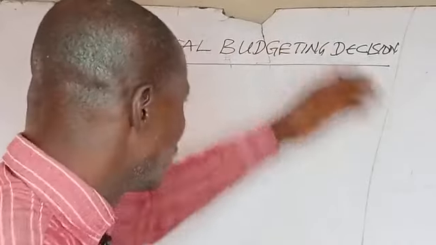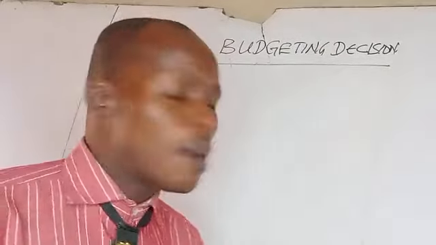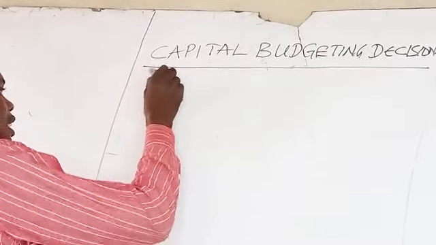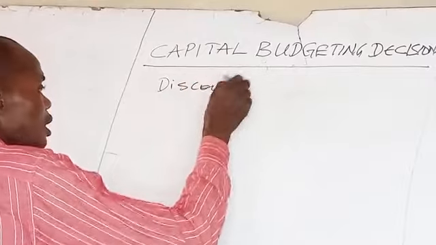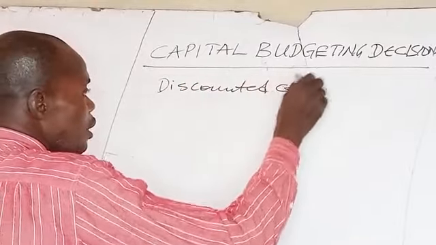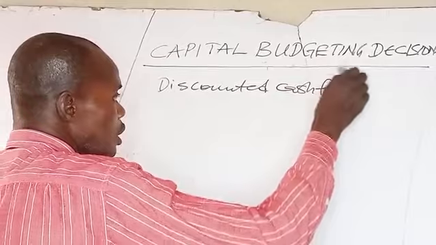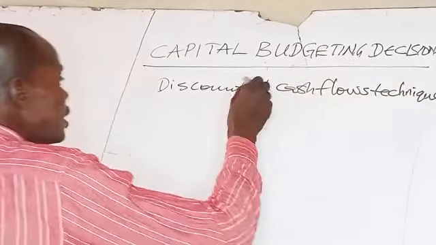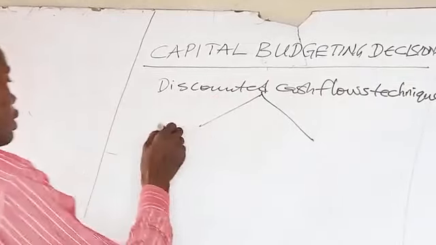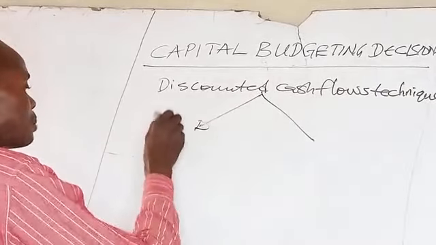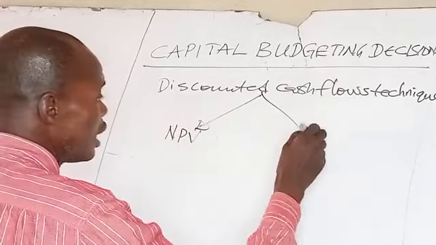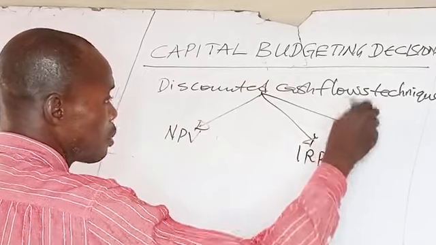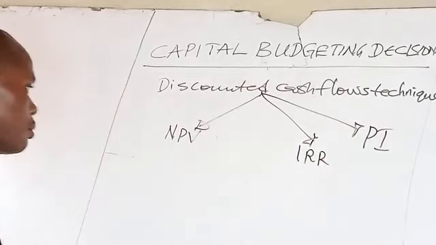Capital budgeting decision. In this session, I'll be examining the discounted cash flow techniques. Under this method, we will examine the net present value and the internal rate of returns, as well as the profitability index.